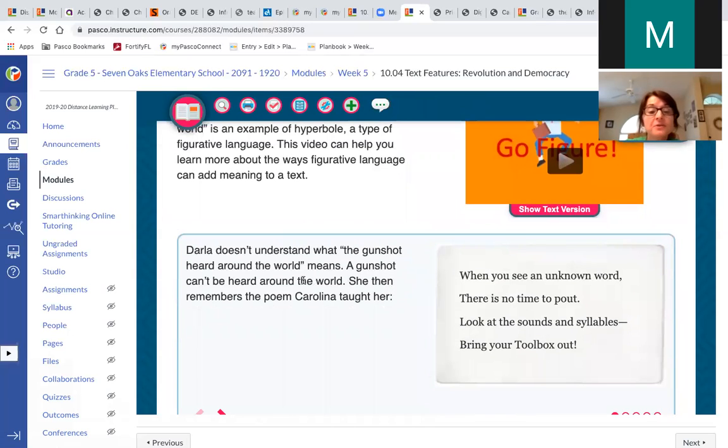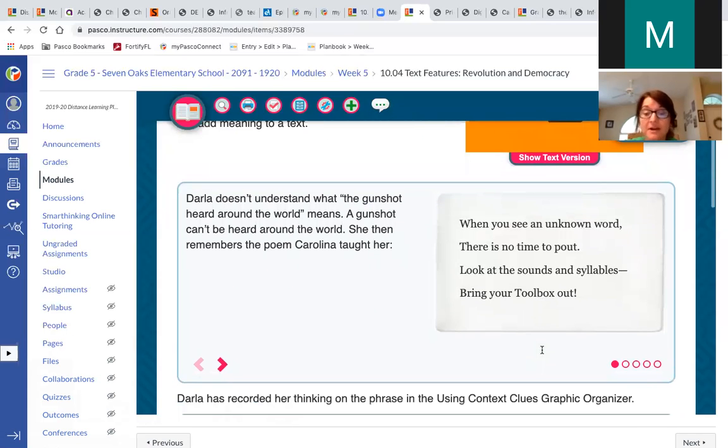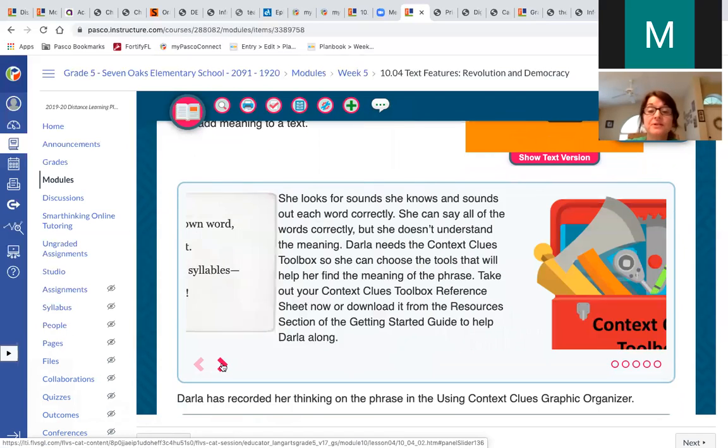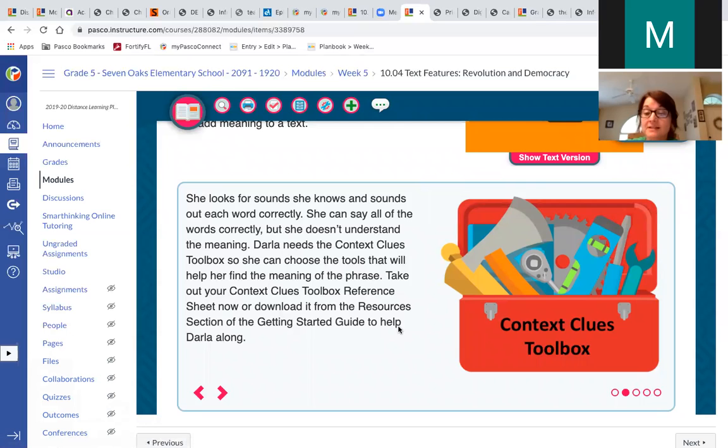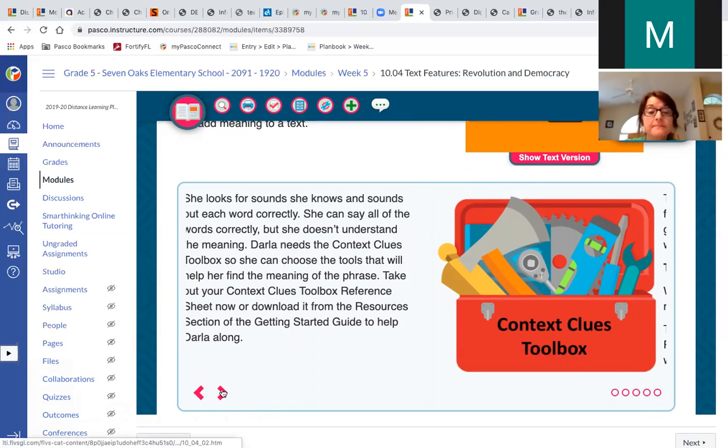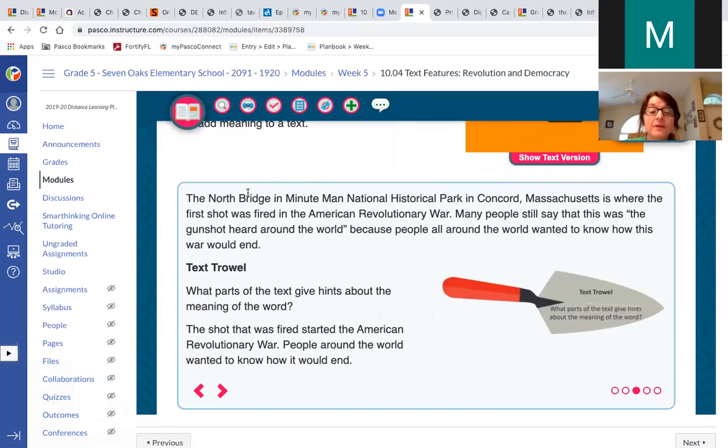Okay, so down here, Darla doesn't understand what the gunshot heard around the world means, because a gunshot can't be heard around the whole world. So then she remembers a poem that Carolina taught her. When you see an unknown word, there is no time to pout. Look at the sounds and syllables and bring your toolbox out. So that's going to lead us here to this box of information. So you guys are going to scroll through, look at the context clues toolbox, read through this important information here, and continue reading through here.